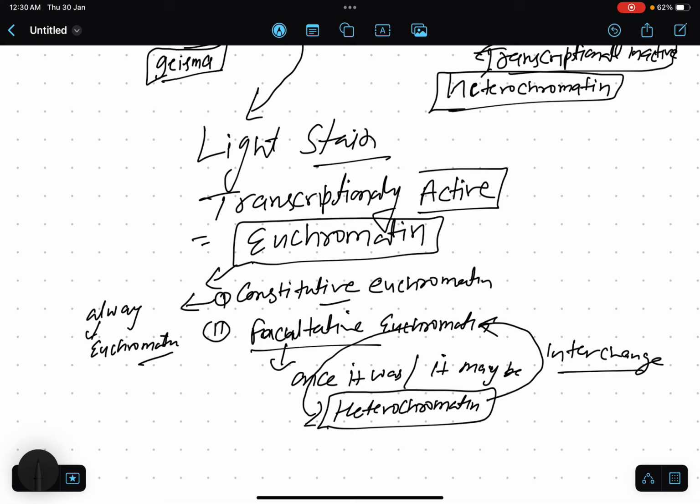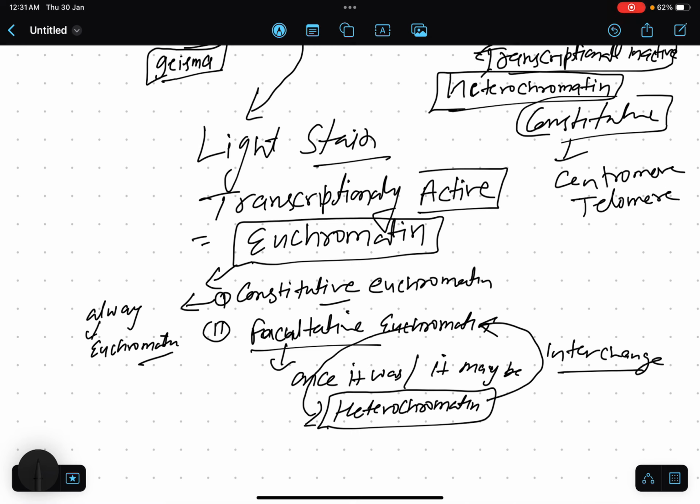Similarly, heterochromatin can be constitutive. Heterochromatin which remains permanently heterochromatin is the centromere and telomere. Other than it, there is also the facultative form, which may be converted between euchromatin and heterochromatin. So this is all about the packing of the DNA into a chromosome. That is known as the nucleosome model.